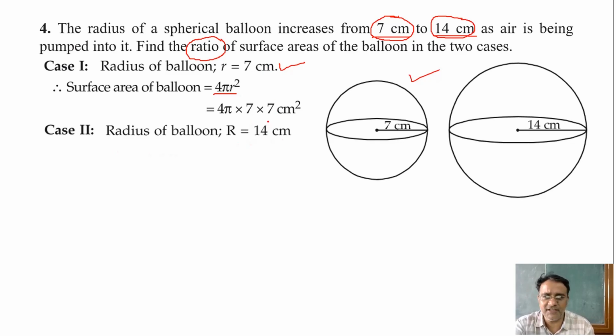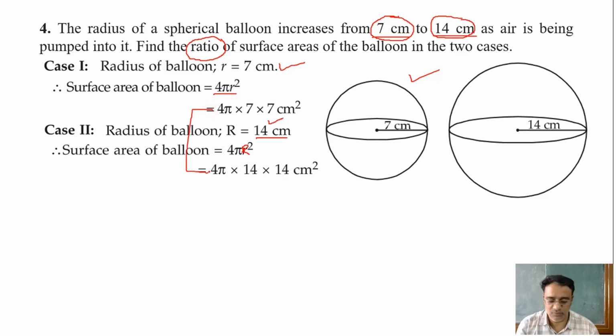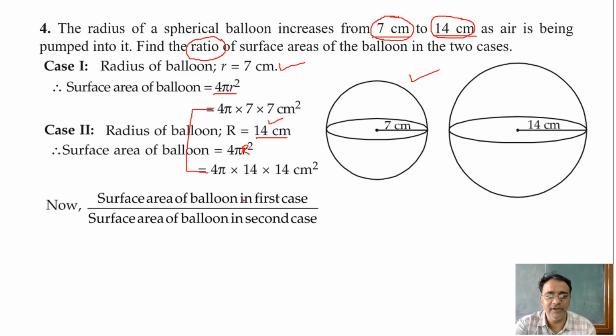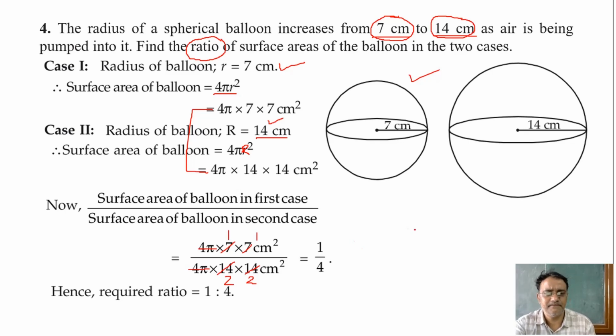Now case 2. The radius of balloon is given 14 centimeter. And the surface area of balloon will be 4 pi capital R square. You write capital R square. Otherwise we can write the same formula only. While substituting, we can put 14. So 4 pi into 14 into 14. Now we have to find the ratio between these two. Surface area of balloon in first case upon surface area of balloon in second case. So see, 4 pi will cancel and this 7 also cancels, 1 here and 2 here, this we can also cancel. So what is the final answer? 1:4. 1 by 4, that is 1:4. Any doubt in this question? No, sir. Okay.